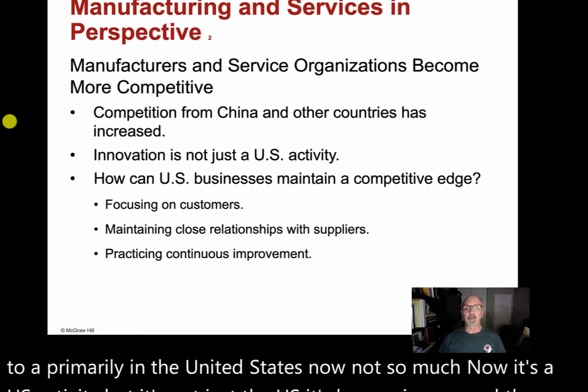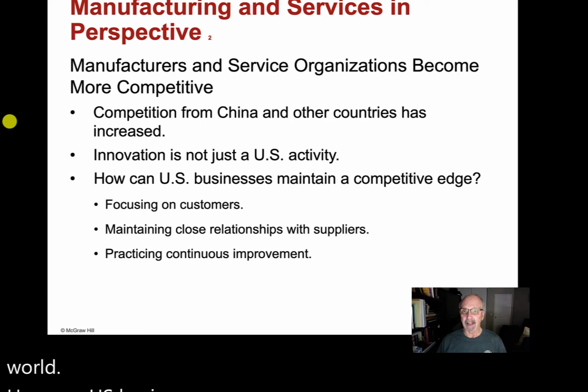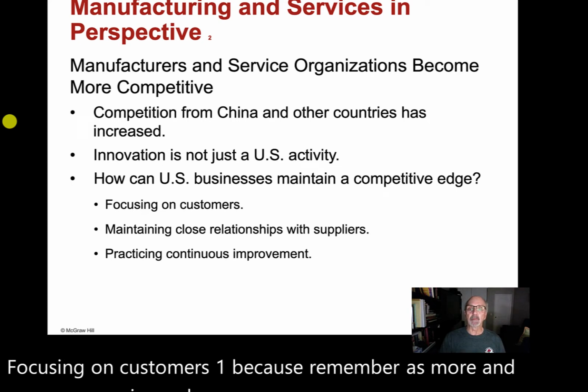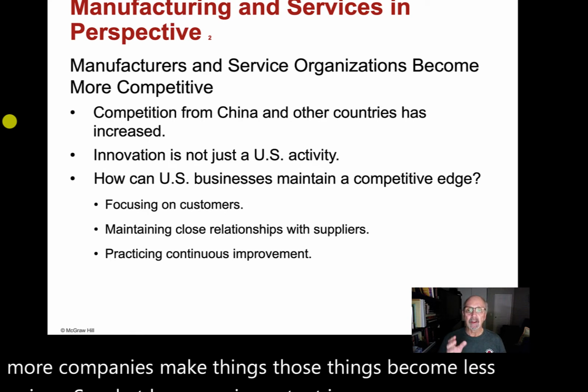How can US businesses maintain a competitive edge? Focusing on customers, number one. Because remember, as more and more companies make things, those things become less unique. So what becomes important in getting customers is providing customer service.